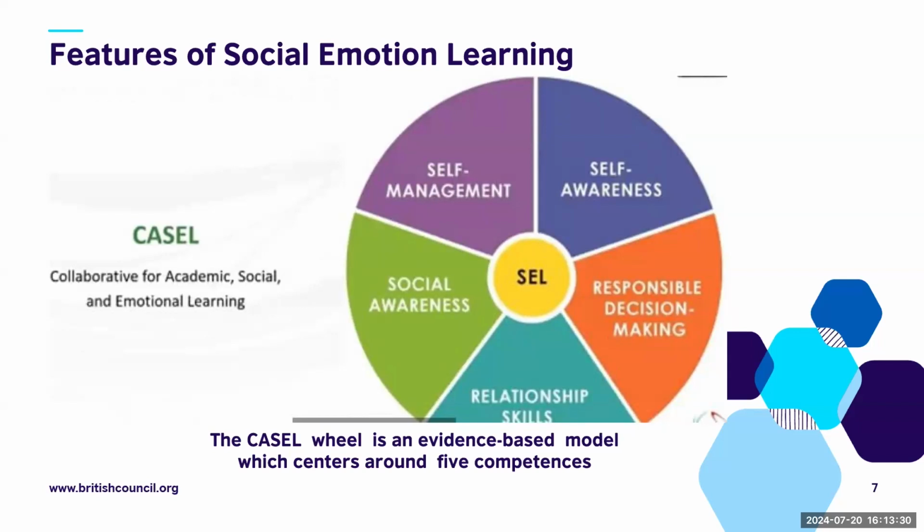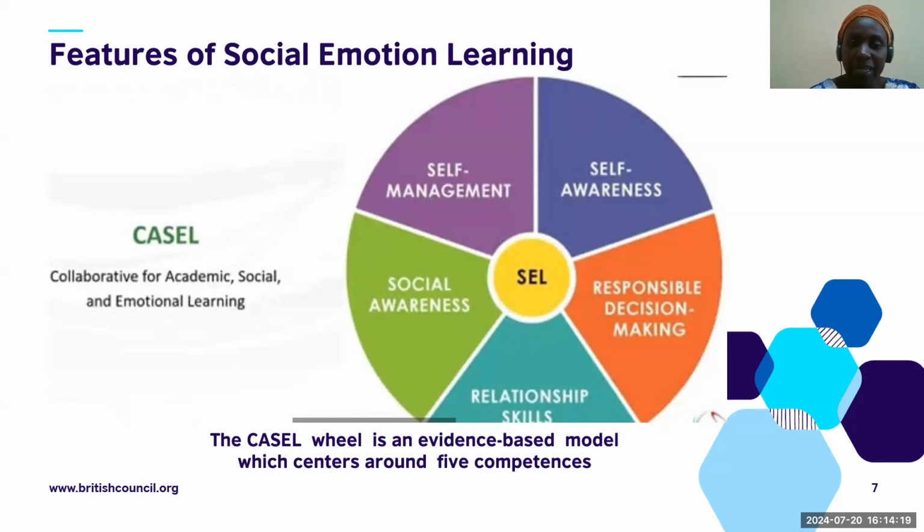Okay, I was saying that the CASEL wheel gives us a very clear definition or a guideline into what are the characteristics of social emotional learning. It starts with 5 major characteristics in the wheel. This wheel is known for its 5 major qualities, which stands for, the CASEL model stands for collaboration for academic, social, and emotional learning.